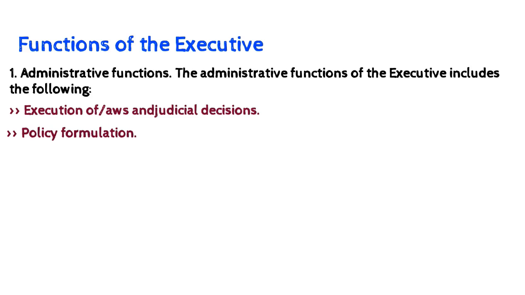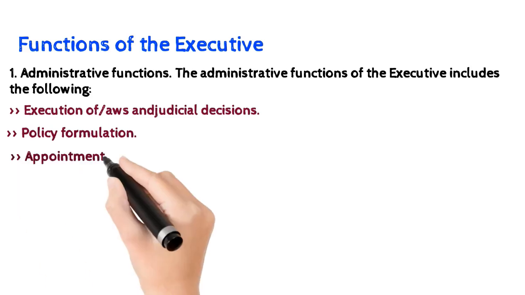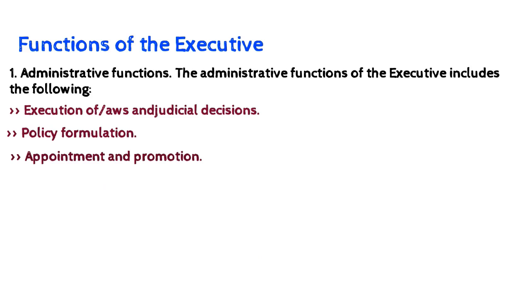Number 3, appointment and promotions. The executive enjoys the power of appointment, promotion, removal, and suspension of civil servants. Those are the three main administrative functions of the executive. Now, let's consider the second point, the diplomatic functions.